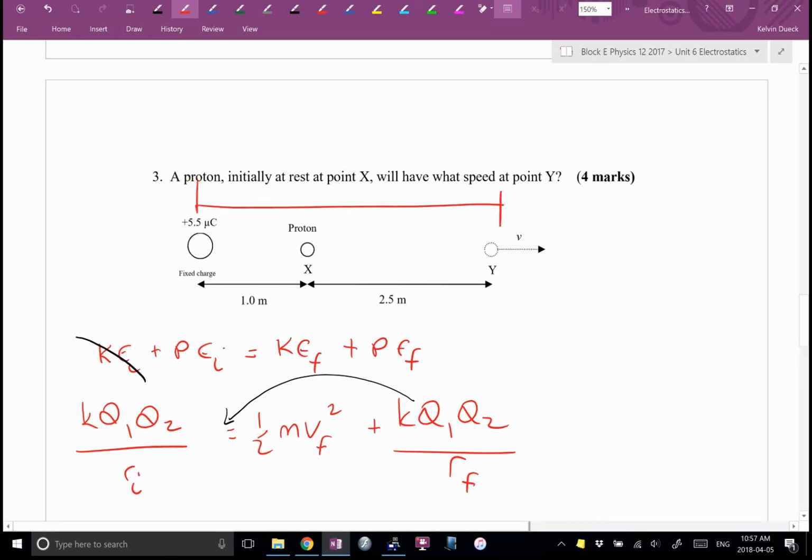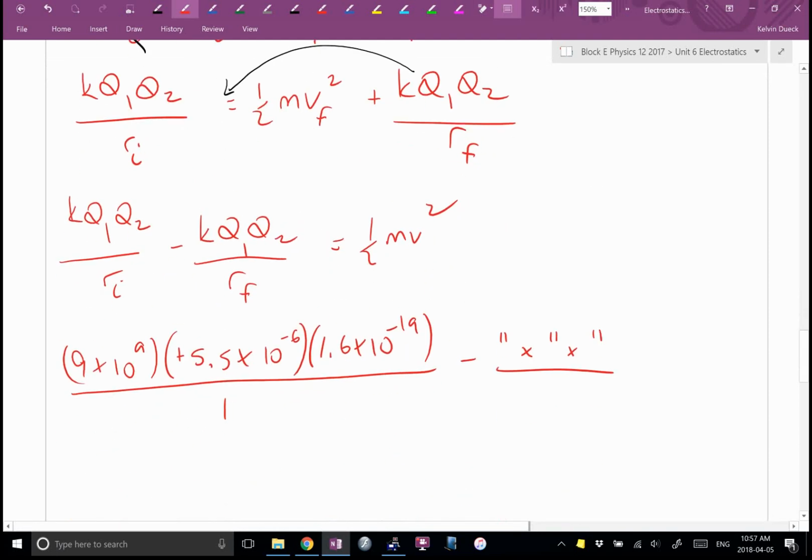Very common mistake, and I like this question. There is going to be at least one question on your test where I give you a picture in this format, and if it's multiple choice, one of the answers will use an R of 2.5 because kids just read the numbers instead of thinking, oh no, it's how far away it is. So 3.5 equals a half mv squared.